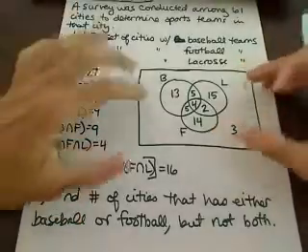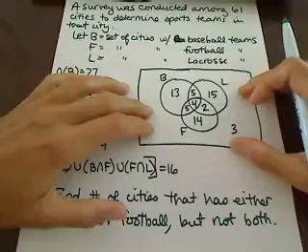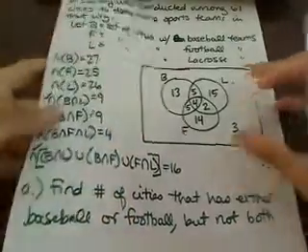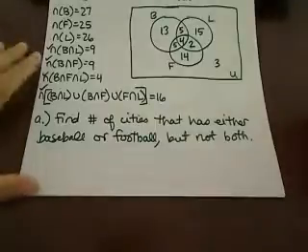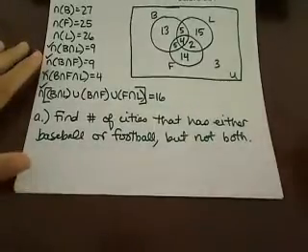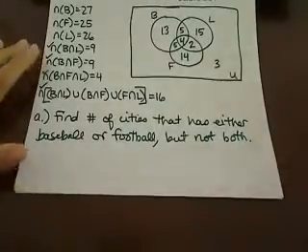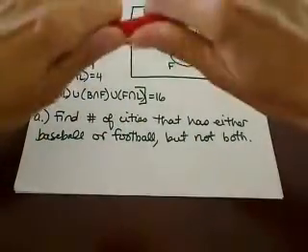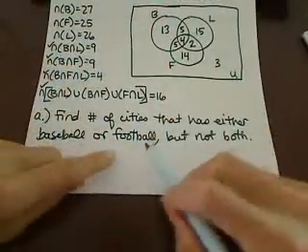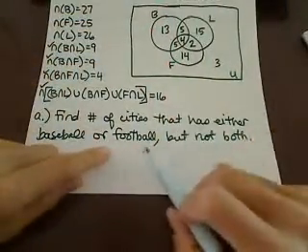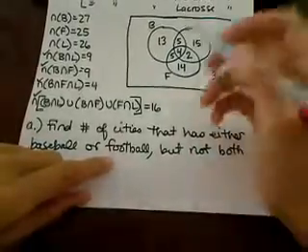Okay, so this is the Venn diagram now that we're going to work with to answer the questions they're asking us. The first question is they want us to find the number of cities that have either baseball or football but not both. So I'm going to see if I can do this in color and see if you can see it. So we want has either baseball or football but not both.